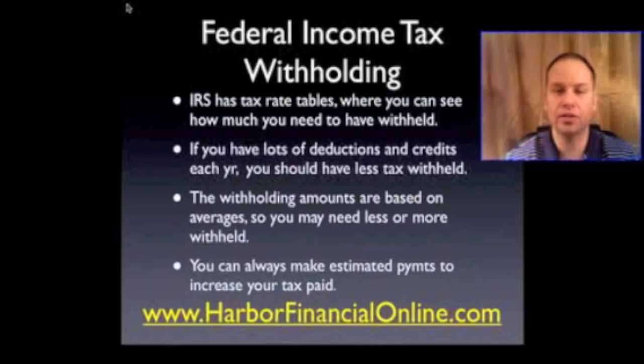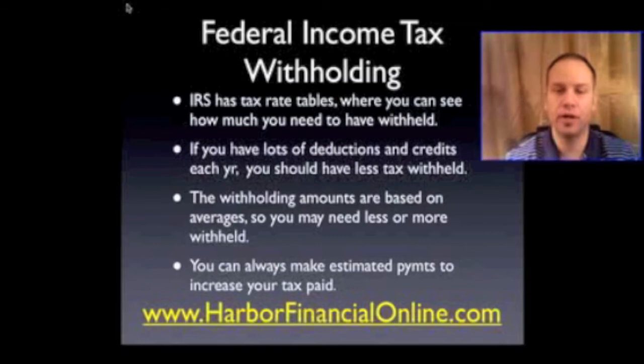The IRS has tax rate tables, so you can see, based on what you think your taxable income is going to be at the end of the year, how much tax you're going to owe, and then adjust your withholding to those tax rate tables. Don't always just go on what your employer is going to withhold, because it's usually not going to be right on. If you have lots of deductions and credits, you really may want to look at changing the withholding amounts.